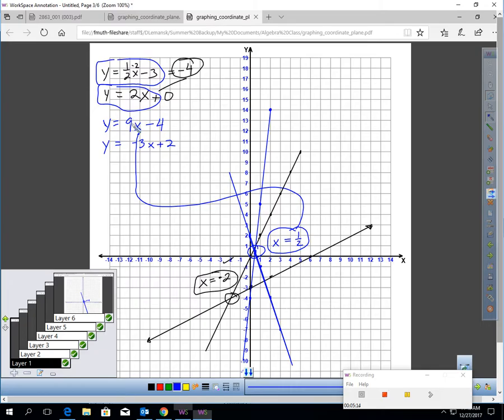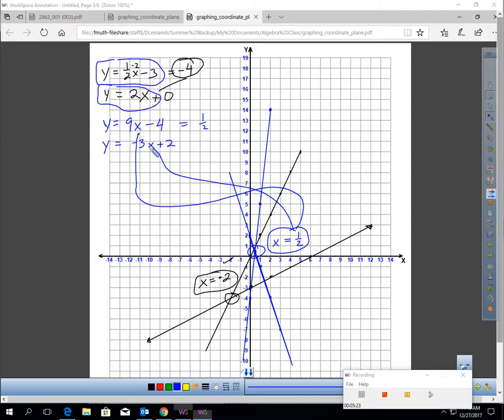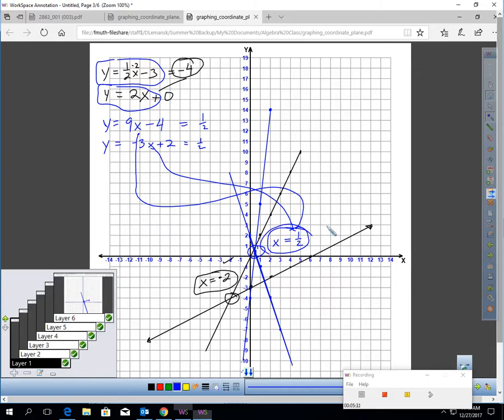If I plug a half in here, 9 times half minus 4, that would equal a half. And if I plug a half in right here, I get negative 3 times half, which is negative 1 1/2. And if I add 2, I also get a half. So yeah, it's got to be half. That's the correct response. Okay, so you can solve an equation with variables on each side by graphing it.